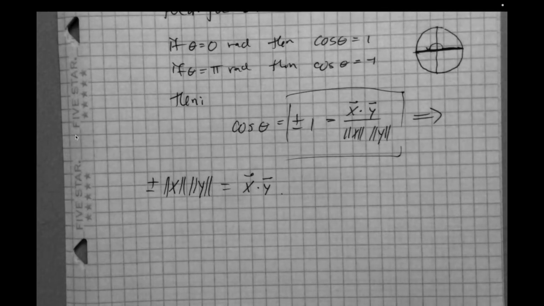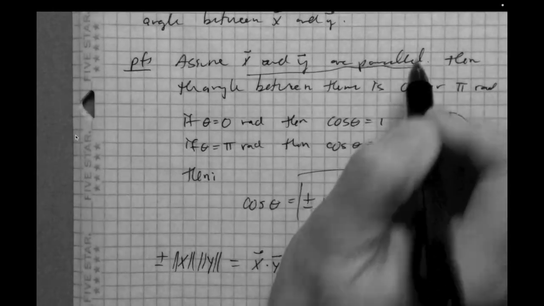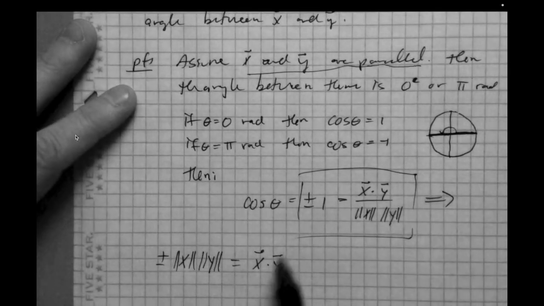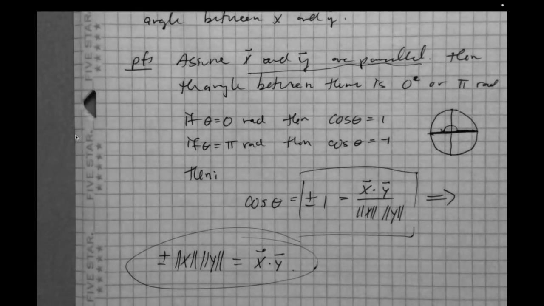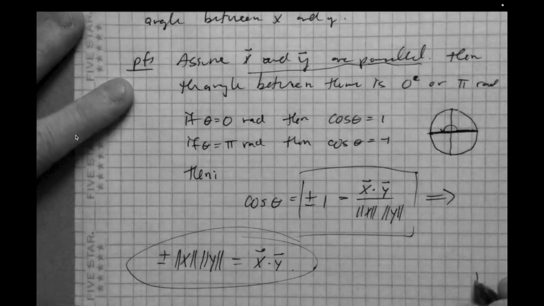Okay. Right, and so this is just one direction of the proof. Here we assume that x and y are parallel, and we can derive that the formula is true. You could also start from the assumption that this is true and show that that implies that the angle between the two vectors is either 0 or pi. Basically just reverse the argument, very easy. Okay, but that's kind of the idea.